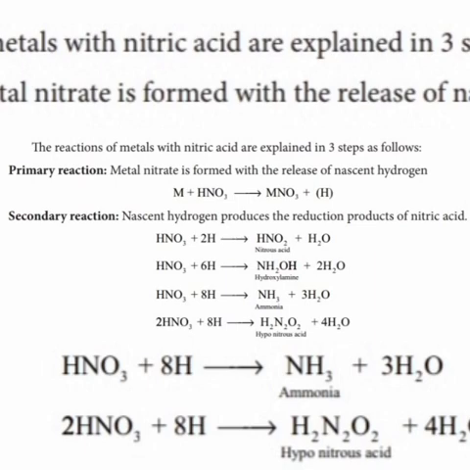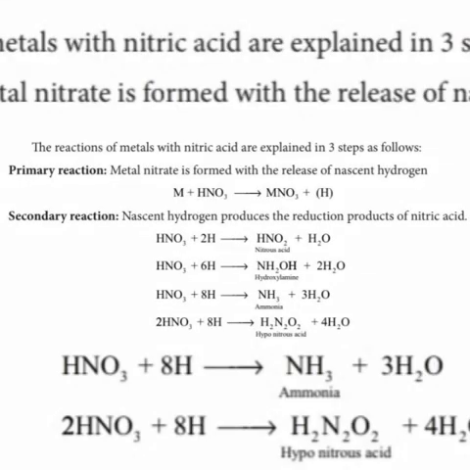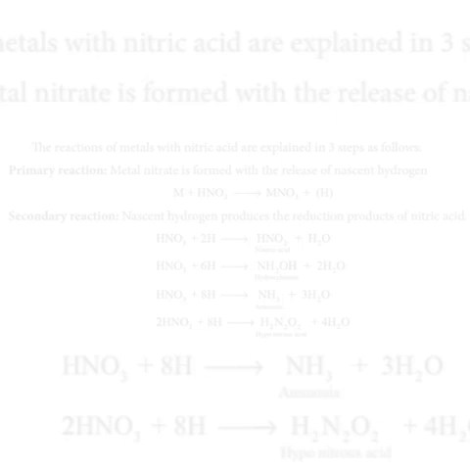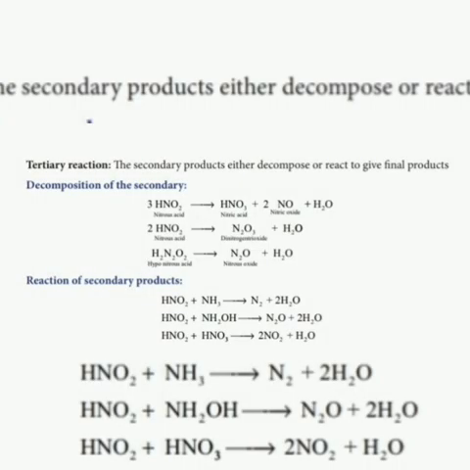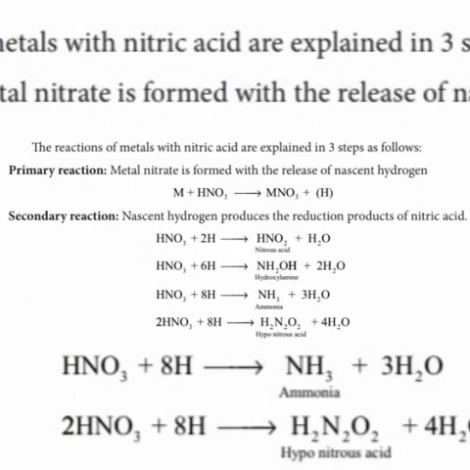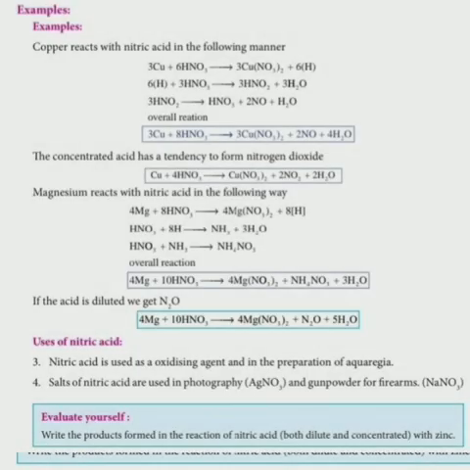We get four different reduction products. What are the reduction products? One is nitrous acid. The second is hydroxylamine. The third is ammonia. The fourth is hyponitrous acid. Next, the tertiary, that is the third step. The secondary product may either decompose or react to give the final products. We can discuss one by one, with an example: how the primary reaction goes on, how the secondary reaction goes on, and the tertiary reaction, and also the overall reaction.